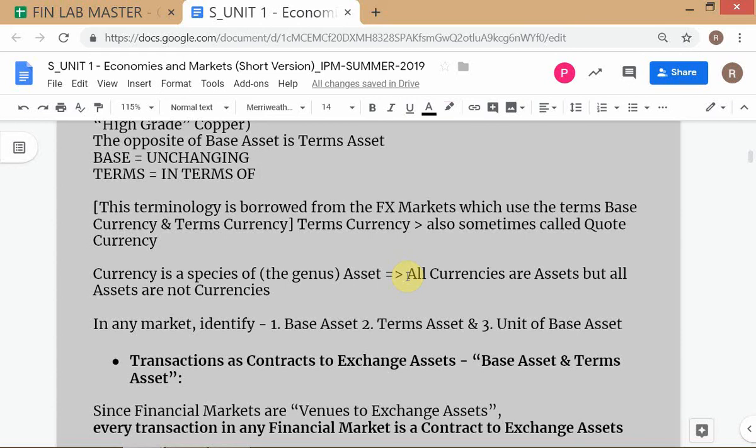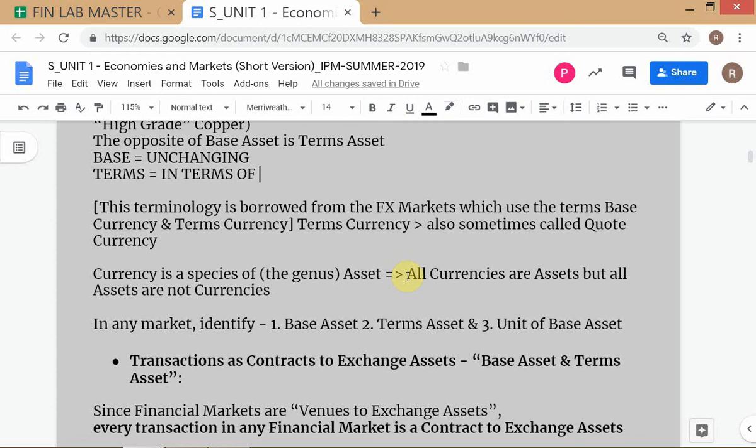If you want it to be more formal, it doesn't sound very good in terms of the language, you write it as contract is a species of the genus agreement. But in normal language, we don't write it like that because it doesn't sound nice. We just say contract is a species of agreement. So the smaller category comes first. And then similarly, I'm saying currency is a species of asset.